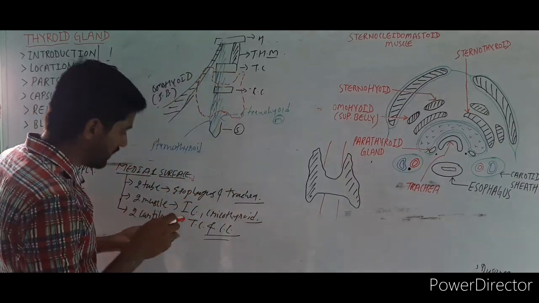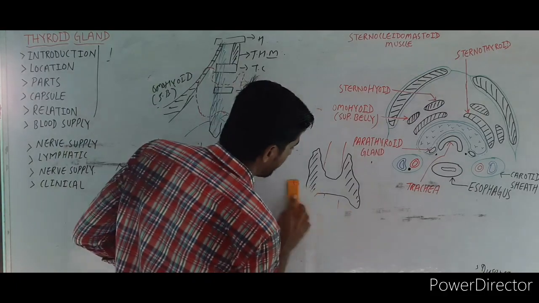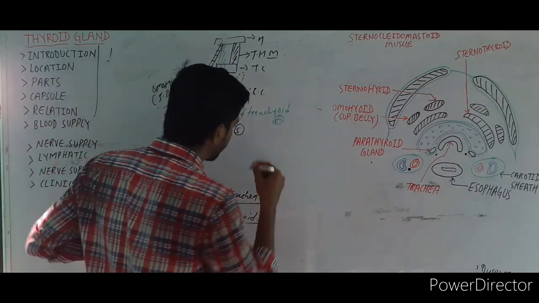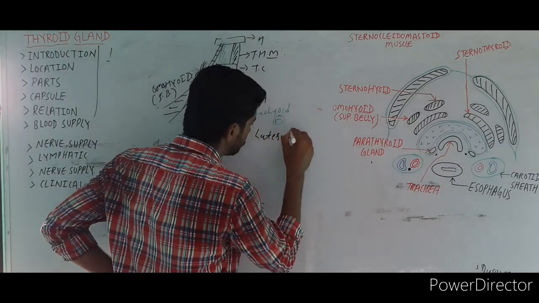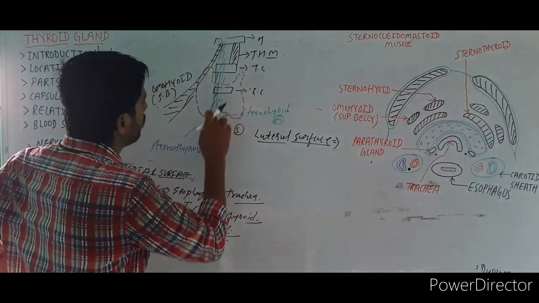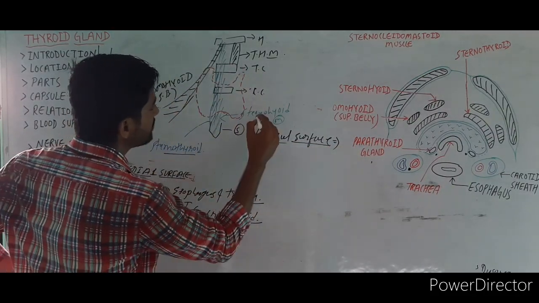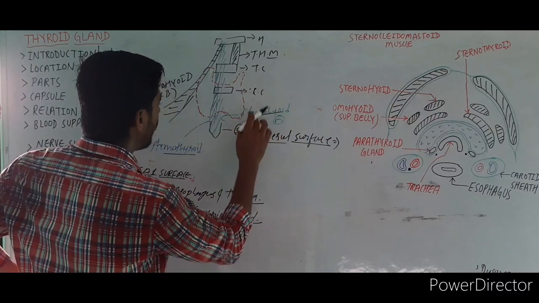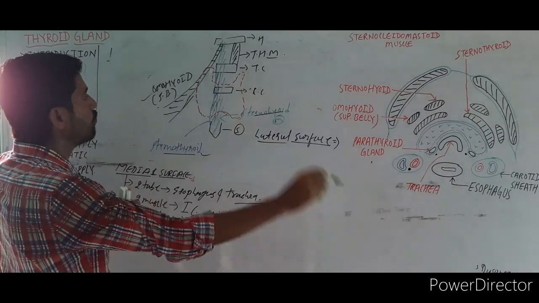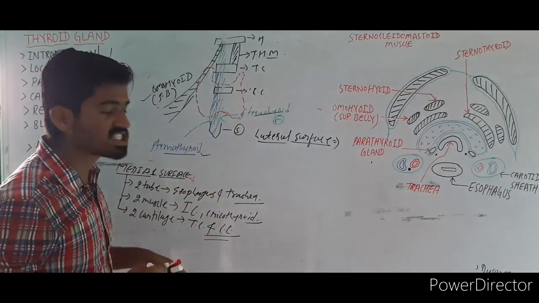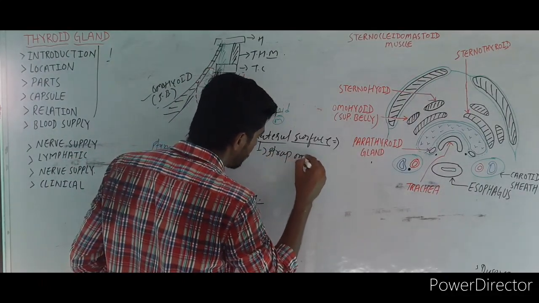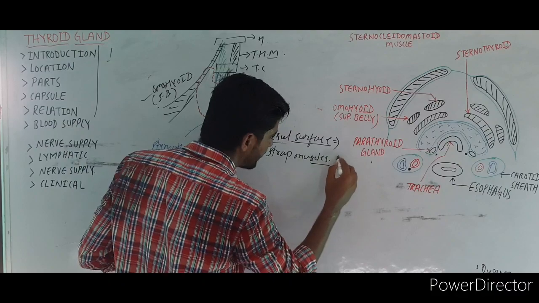Now the relation of the lateral surface of the thyroid. Now I think you can write very easily. Relation of the lateral surface. One muscle is the sternohyoid, and this is the sternothyroid muscle. And the third one is the omohyoid, the superior belly of the omohyoid. Can I write strap muscles, right? Strap muscles, and that is three.